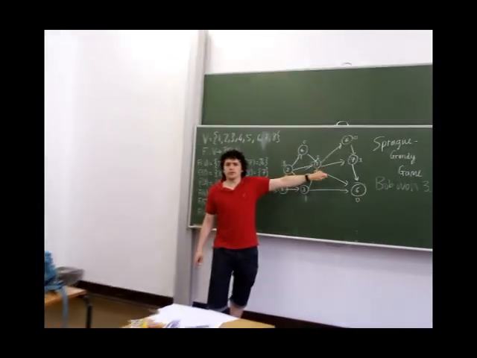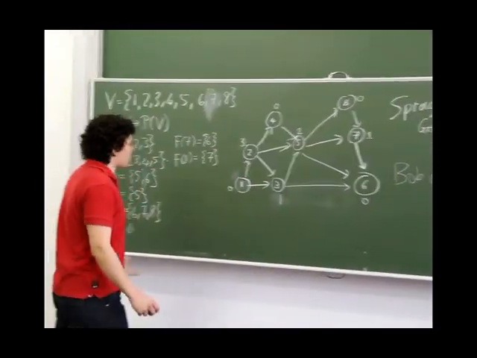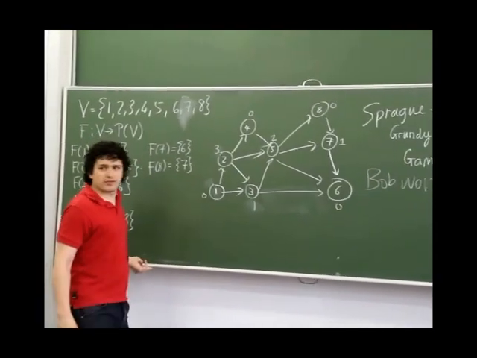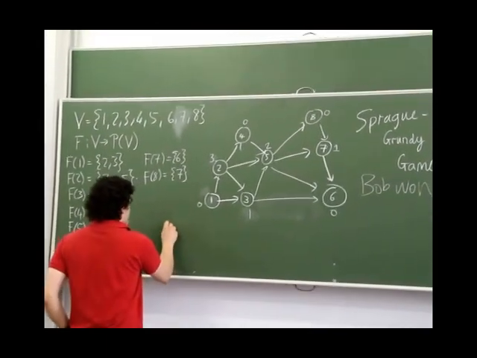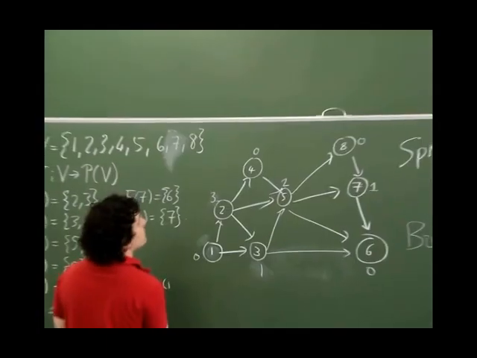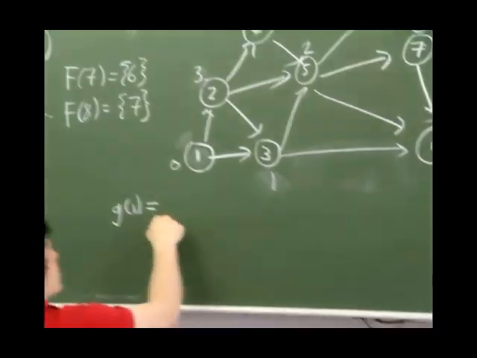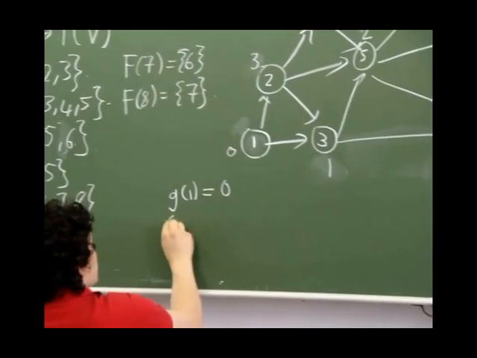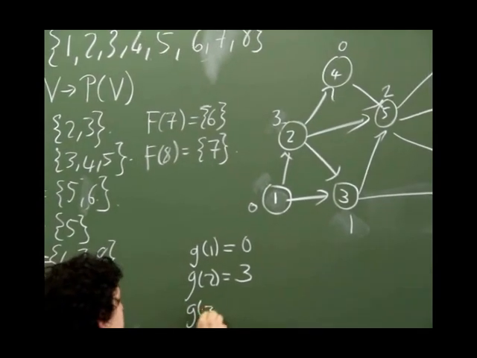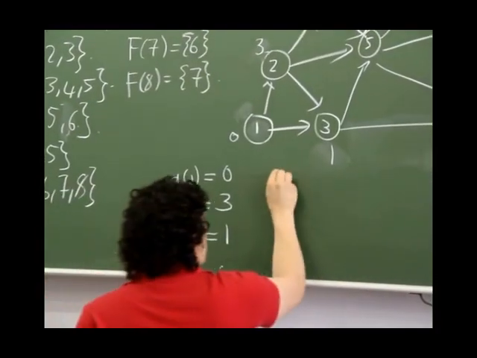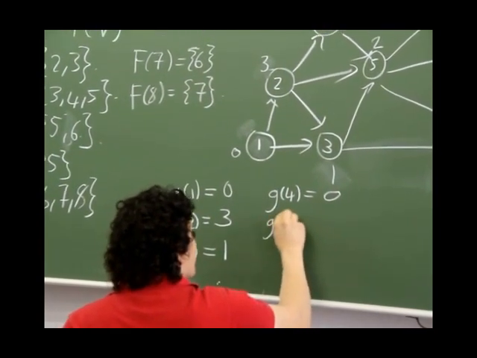Okay, I want you all to compute the Sprague-Grundy function for your games that you've got in front of you. Remember, the Sprague-Grundy is a function because it maps vertices to numbers. So for us, for this one, g of 1 is 0, g of 2 is 1, g of 3 is 1, g of 4 is 0.